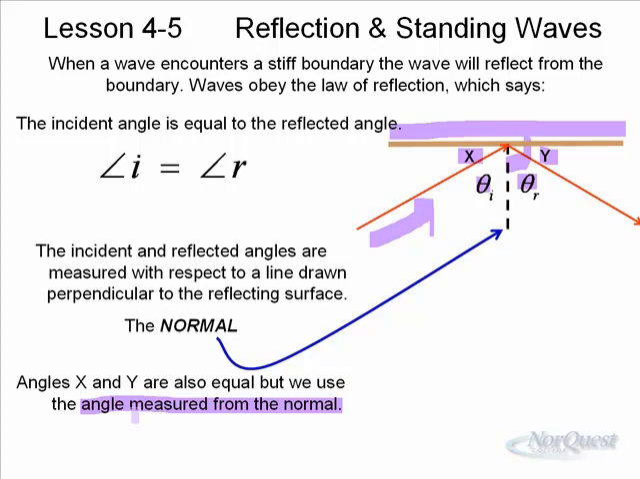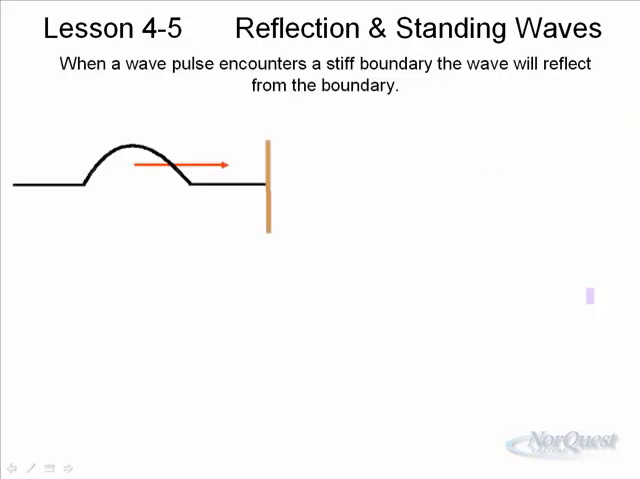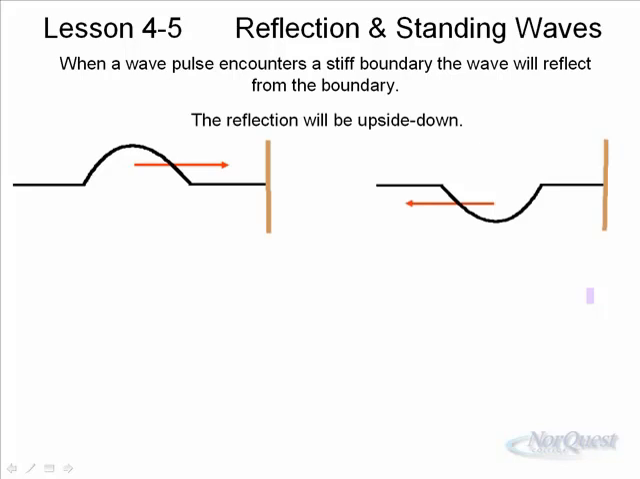Very simple little law. So understanding reflection helps us to understand the concept of a standing wave, because we know that waves reflect from surfaces. When a wave pulse encounters a stiff boundary, the wave will reflect from the boundary, and the reflection will be upside down. So if a wave comes in with the crest at this point, when it reflects off this reflecting surface, it will actually be upside down. All right, so it'll be inverted as it's reflected.